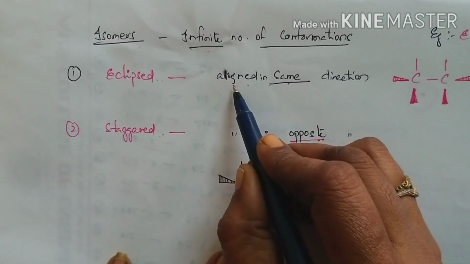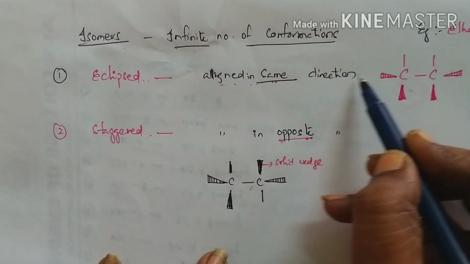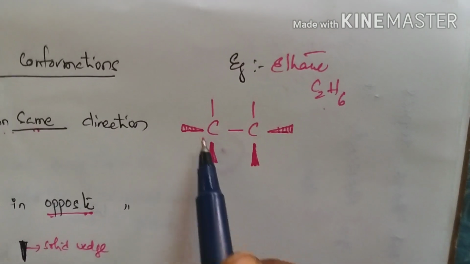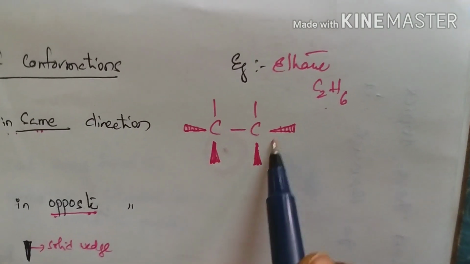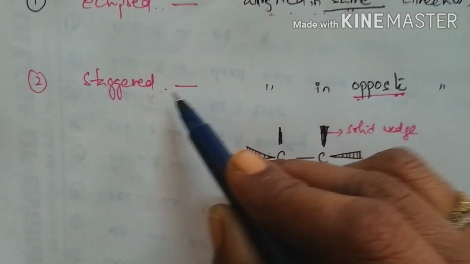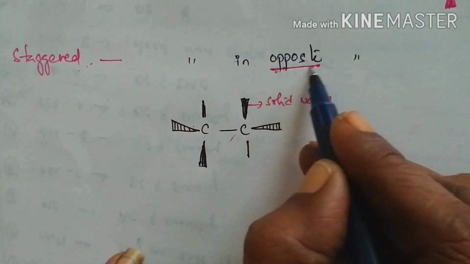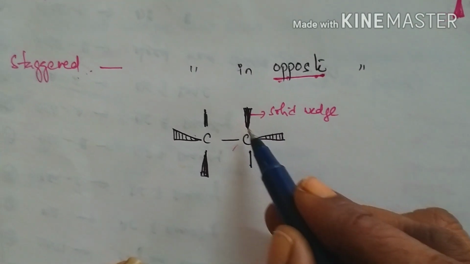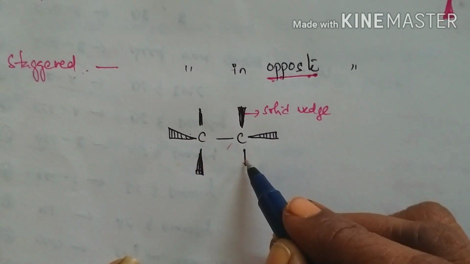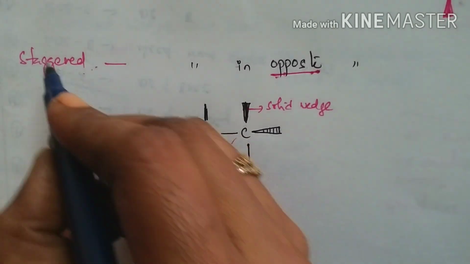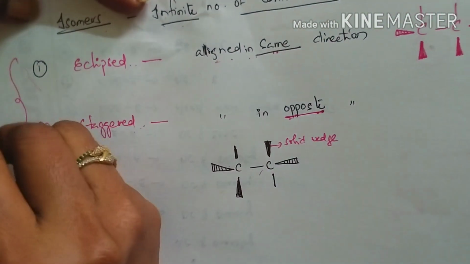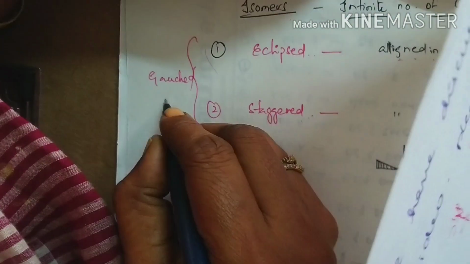Eclipsed conformation means the bonds are aligned in the same direction. Look at this example, this is the structure of ethane. Here the dashed wedge and the solid wedges are aligned in the same direction. So this is an example of eclipsed. Now coming to staggered, here the bonds are aligned in opposite directions. This is the same ethane structure. In this structure, solid wedges and solid lines are aligned in opposite directions. In between eclipsed and staggered, another important conformation is the gauche conformation or skew conformation.